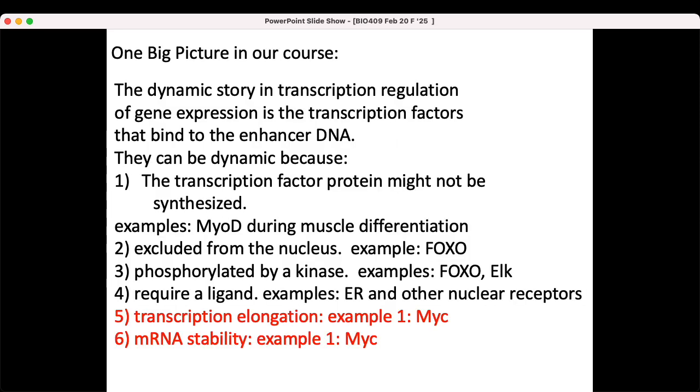So we have to add that. And this is just MIC. MIC fits into many examples. How are we going to regulate a transcription factor? There are a variety of transcription factors that are regulated by the stability of the mRNA, but MIC is one. It's probably the most famous one.